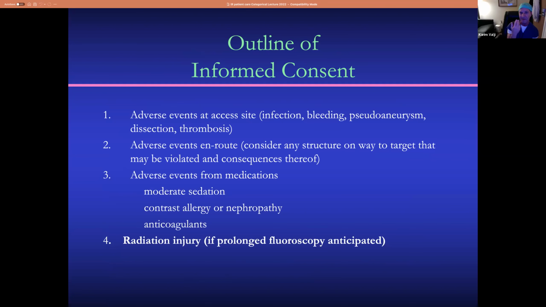If it's at the artery or vein, well, it could be infection or bleeding or pseudoaneurysm or dissection or thrombosis, and you want to have some idea of numbers. If it's not in an artery or vein, then it's probably just going to be infection.